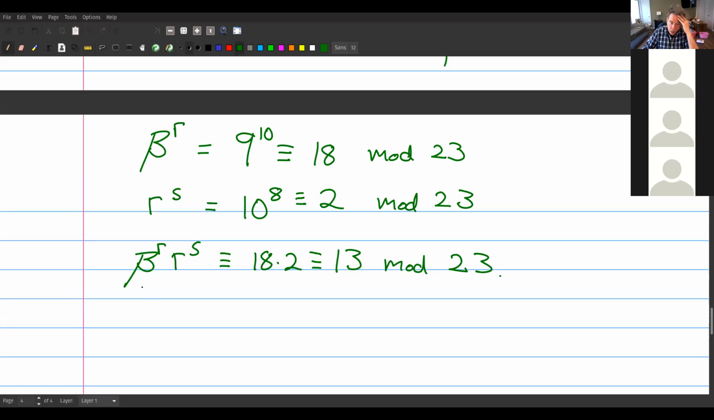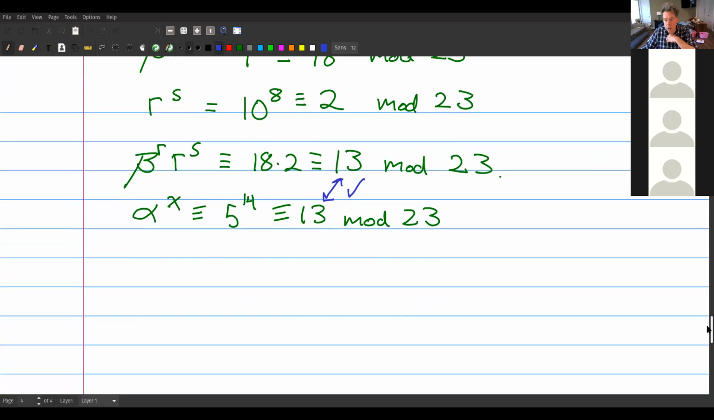Okay, so that's one side of the verification, and now we also have to compute alpha to the x. So alpha to the x is 5 to the 14th, which is congruent to 13 mod 23. And these two things are the same. So they agree, which is good, check. And so the signature is valid.